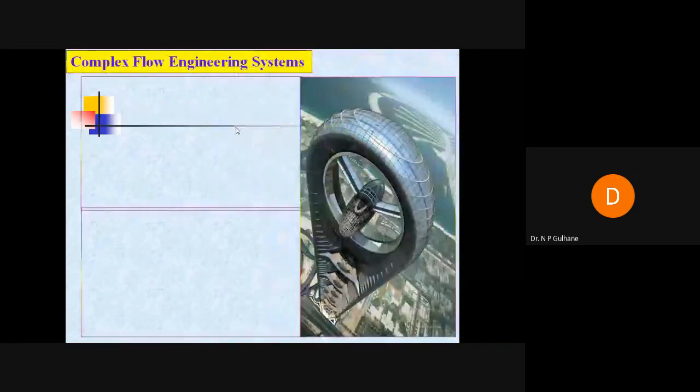Another is complex flow engineering systems. You can see the wind turbine at this height. At such a height, you can see the road, and this is the wind turbine.